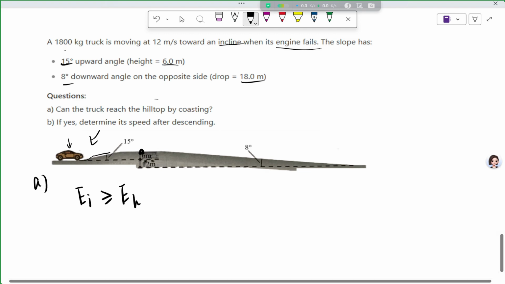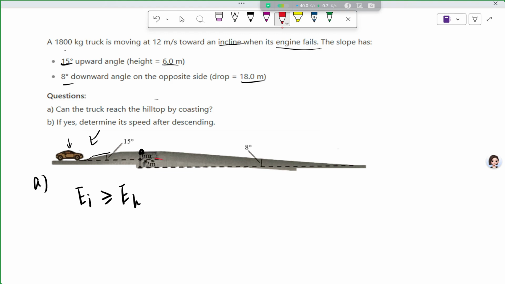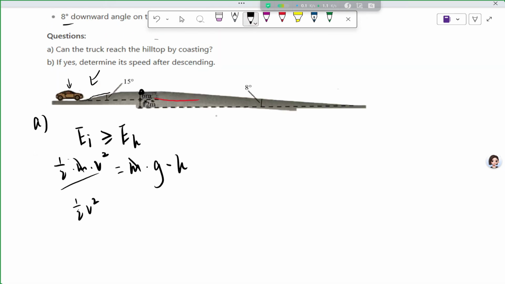So initially, what kind of energy does the car have? Let's assume this is the ground level for part A. Initially, it is moving, right? So it definitely has kinetic energy, which is half times m times v squared. Is it attached to a spring? No. Is it above the ground level? No. So that's the energy at the initial state. Then the energy it requires to go to the hilltop is the mass of the car, m, times g, the gravitational constant, times h. So we can cancel m out. So it will be half v squared is equal to gh.